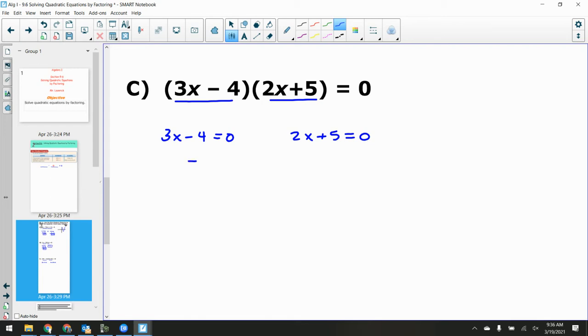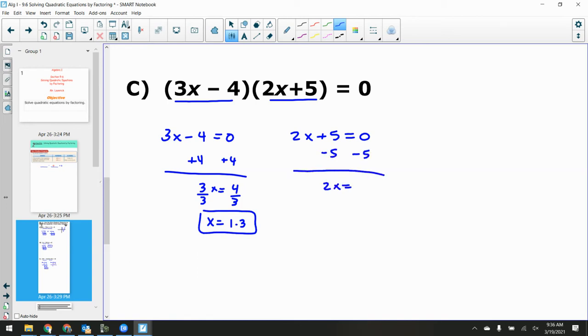We add the 4 to both sides. We get 3x is equal to 4. We divide by 3, and we get 1.3 or 4/3. We subtract the 5. We divide by 2, and we get negative 2.5.